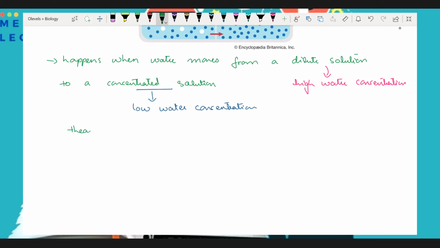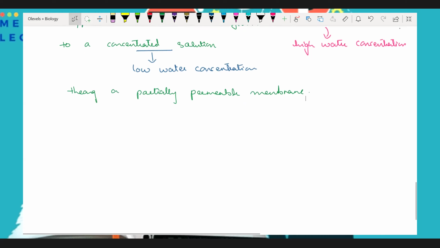And that is done through a partially permeable membrane. Good. Now, what is a partially permeable membrane? Anyone, ma'am, Numan, could you tell me?